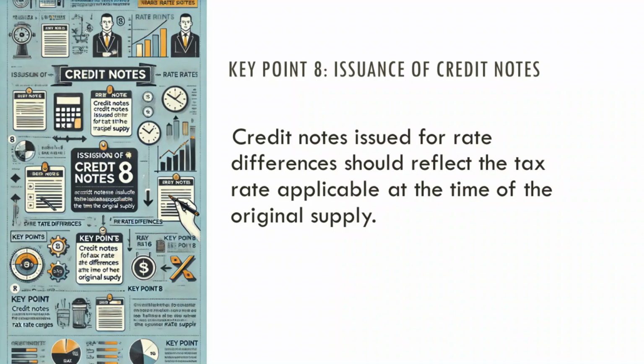Question 8. How does Section 14 impact the issuance of credit notes for rate differences? Imagine a credit note is issued on April 5th for goods supplied on March 25th when the tax rate was 18%. Answer. The credit note should reflect the tax rate applicable at the time of the original supply, which is 18% in this case.